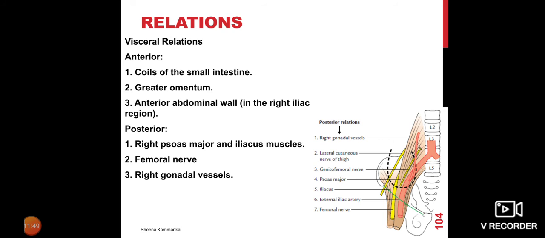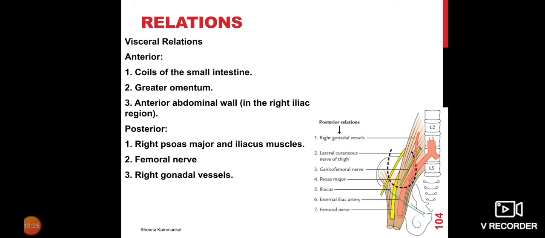So the visceral relation is anterior to the cecum, coils of the small intestine is present, greater omentum is present. Greater omentum is nothing but the peritoneal fold of the stomach, which is extending throughout the abdominal cavity like an apron. Then anterior abdominal wall. These are the anterior visceral relations: coils of the small intestine, greater omentum, and anterior abdominal wall.